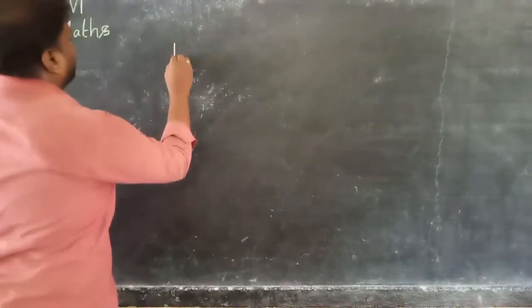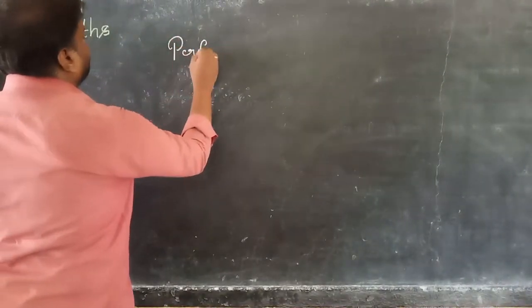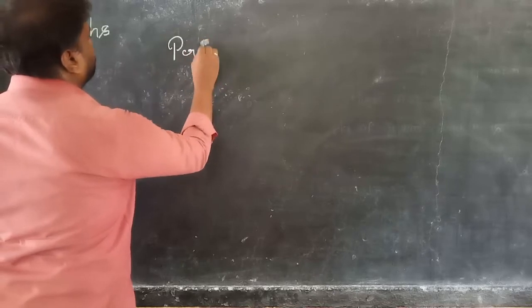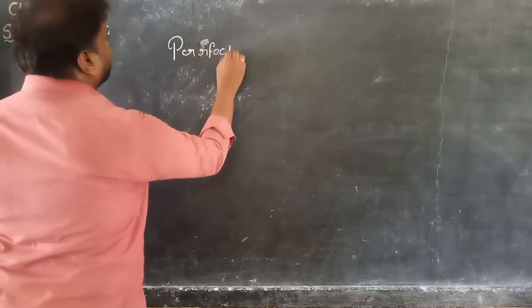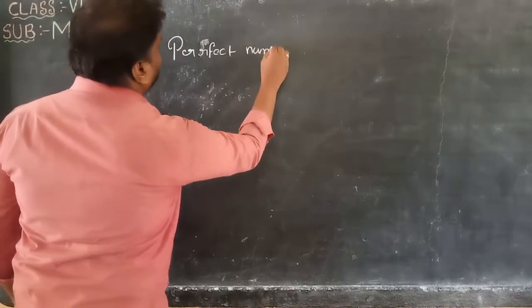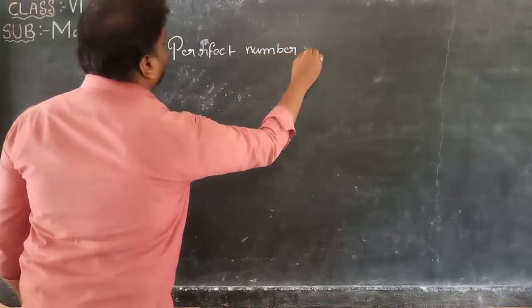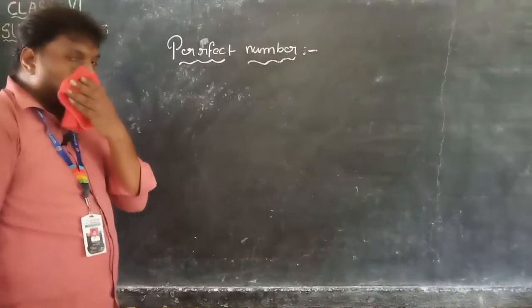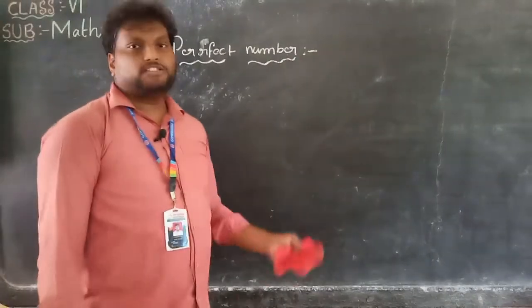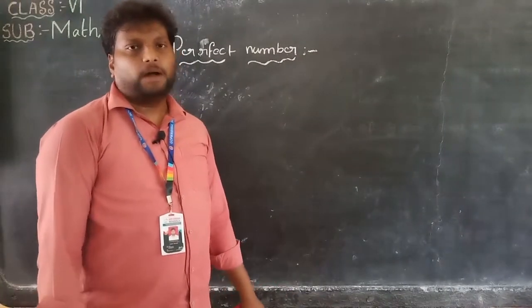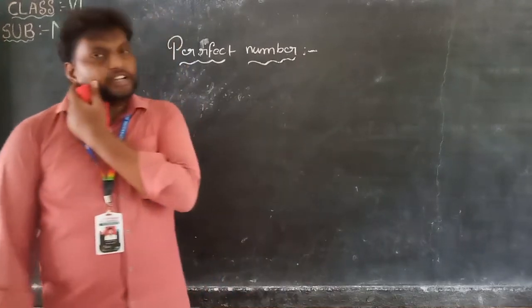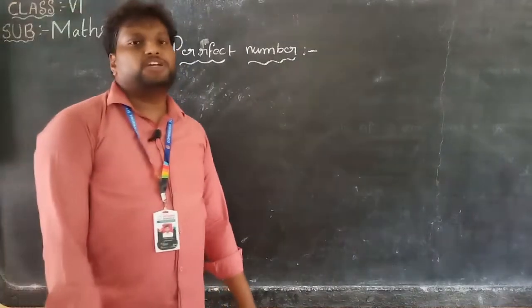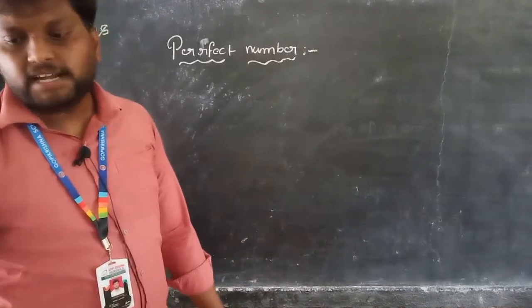Next, perfect number. What is the perfect number? Actually, we know natural numbers and whole numbers up to here. And what is a perfect number? The perfect number is also one of the numbers. Then what is that?